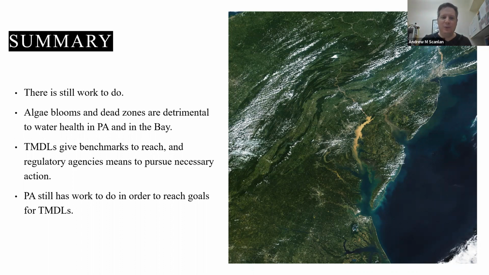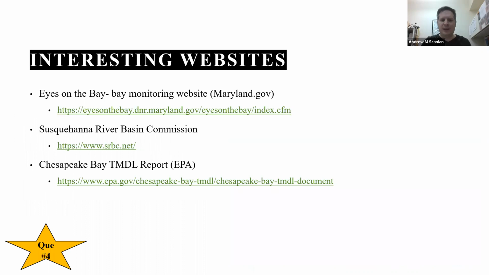The TMDLs do give benchmarks to reach, and one important thing is they give regulatory agencies a means to pursue necessary action. So if these benchmarks are not being met, it can give governments the right to sue townships that are not meeting them for whatever reason. However, Pennsylvania, as I mentioned before, still has some work to do in order to reach the goals of the TMDLs.